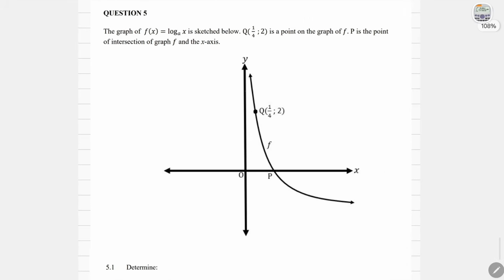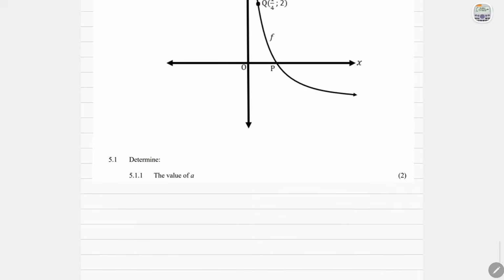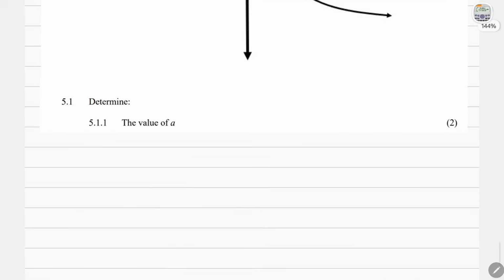Question 5 says, the graph of f of x is equal to log x base a is sketched below. And we have a point Q, which is (1/4, 2), a point on the graph of f, and P is the point of intersection of the graph of f and the x-axis. So that is the x-intercept of this log graph. Question 5.1.1 says, determine the value of a.